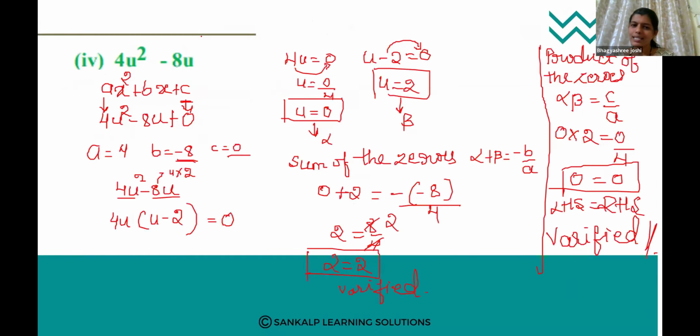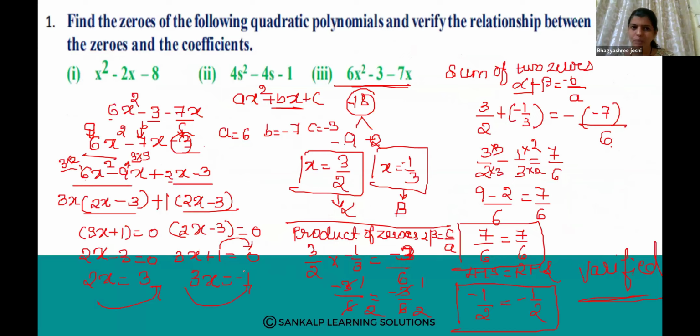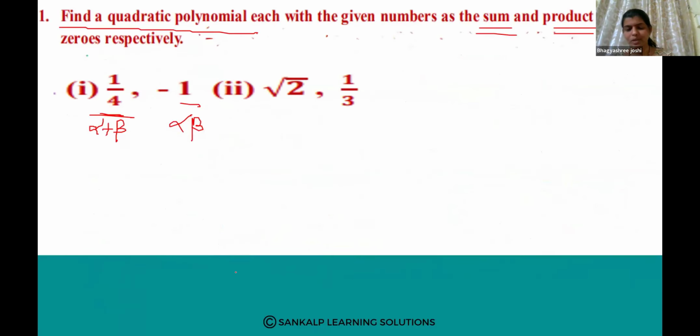See, in the last class, I have told you, remember this relation. Remember this expression, I said. Which one? X square minus x into alpha plus beta plus alpha into beta. Remember this expression, I said. Why? Because when they have given sum and product, that time we are going to use this expression. So in this problem, we are going to use that expression.